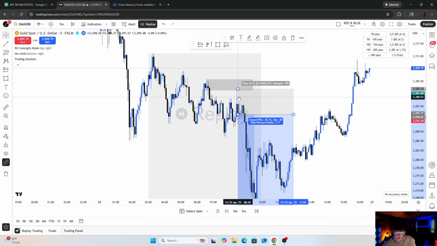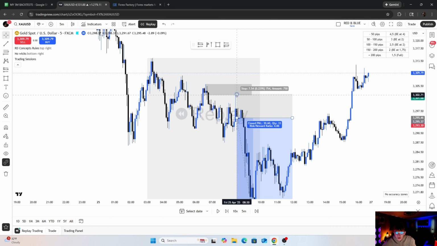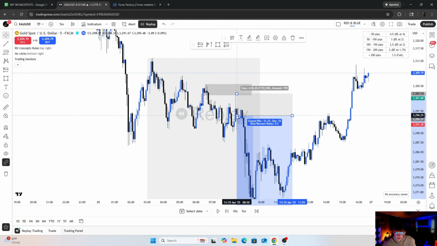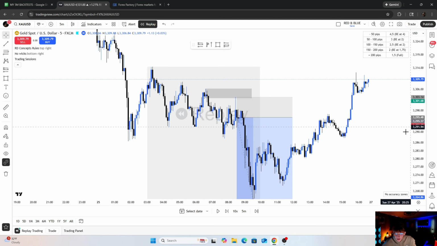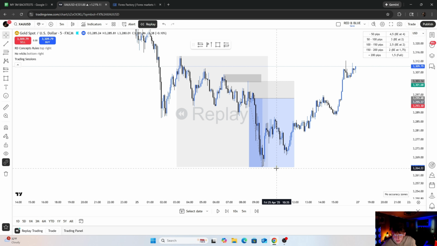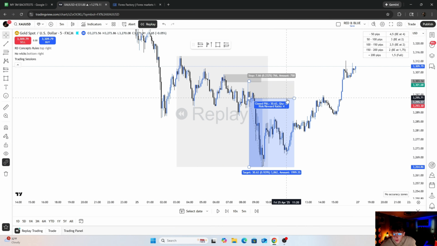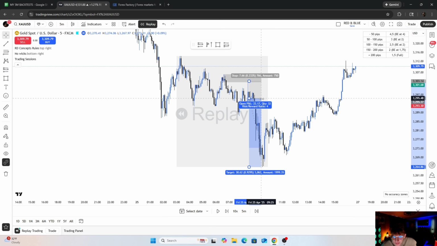I'm just using the magnet tool. Stop loss is right at the... Wait. Oh, yeah, okay. Stop loss is right pretty much at this wick. Yeah, that's actually crazy. I keep messing with it, making sure I have it right, but it literally is. That's insane. Well, I'll note that one down.